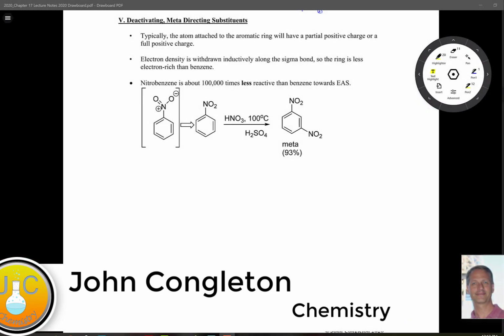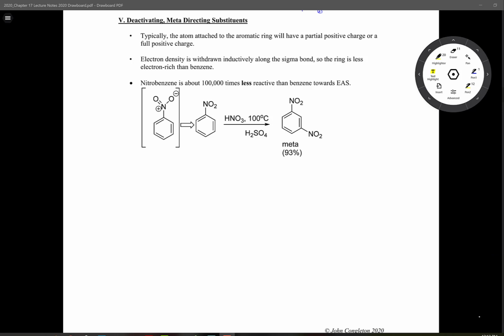The next type of substituent that I'd like to take a look at with you is the deactivating meta-directing substituent. Typically, the atom attached to the aromatic ring will have a partial positive charge on it or just a full positive charge. Electron density is withdrawn inductively along that sigma bond, so the ring is less electron rich than benzene. As a result, a molecule like nitrobenzene is about 100,000 times less reactive than benzene towards EAS type reactions.